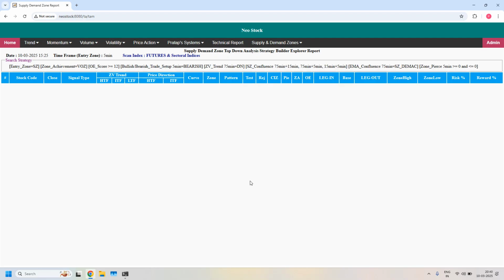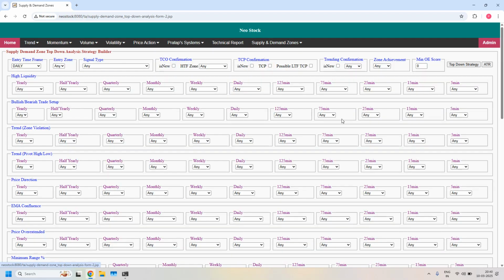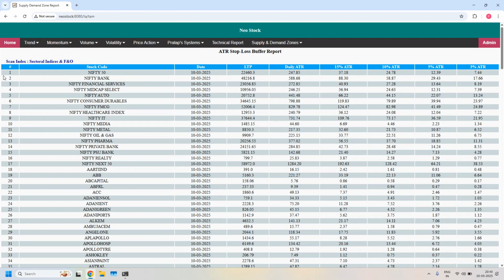So this is about hourly income trade, and in the final report, let us generate stop buffers based on daily ATR. Okay, all these are daily ATR and stop buffer values. First 17 in this list are indices, remaining all are equity stocks. I'm scrolling the list down.